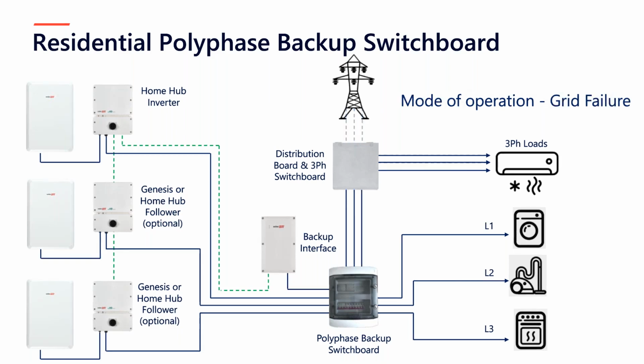When the grid then fails, we lose the 3-phase supply to the main distribution switchboard, which then cuts the 3-phase supply to those 3-phase loads. The 3-phase supply is then taken away from the polyphase backup switchboard, which then in turn cuts the AC to the backup interface. Now what that then does, it registers the fact that the grid has failed. It sends a signal to the home hub inverter, which tells it to change its function from grid following to grid forming. So it becomes a backup inverter.